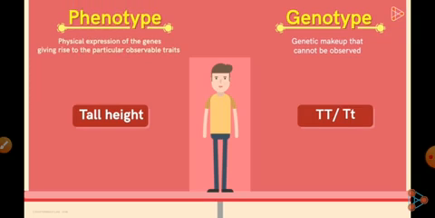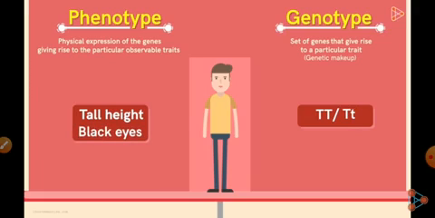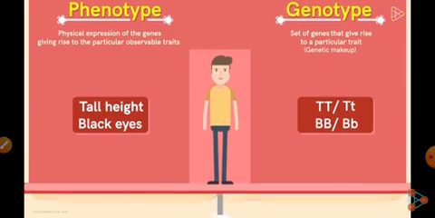Genotype can be defined as the set of genes that give rise to a particular trait. That is the genetic makeup of an organism. So, the trait that's visible to us is the phenotype, and what genes the organism has for that trait is the genotype. For example, if this boy has black eyes, then the eye color seen by us is the boy's phenotype, and the genes that he has inherited from his parents which are not seen by us, are a part of his genotype. Now, getting back to our experiment.